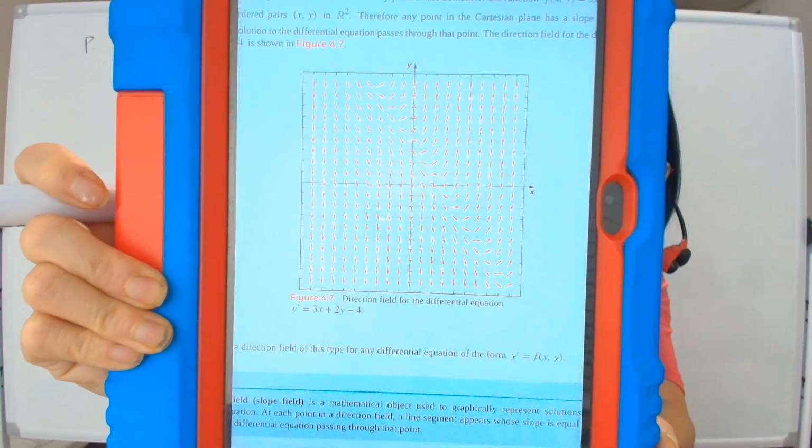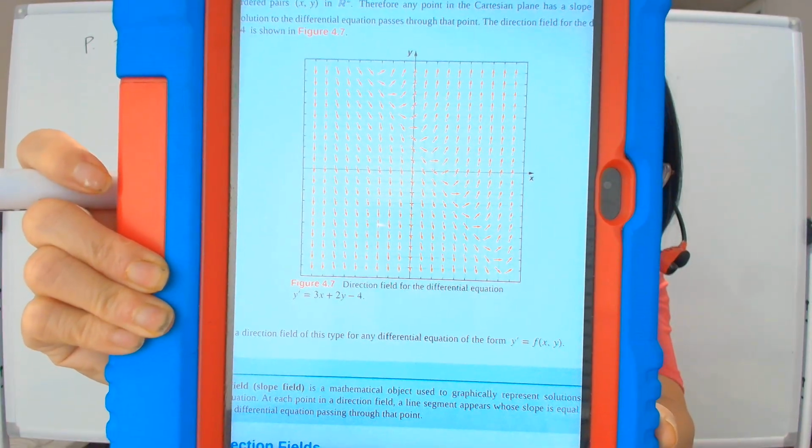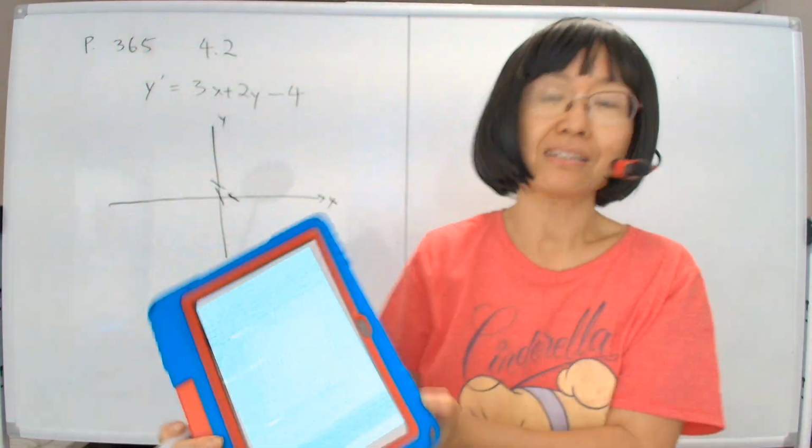Is my camera focusing? Come on, focus. Yeah, I think it doesn't like the red color. Doesn't matter. You can just look at your book.